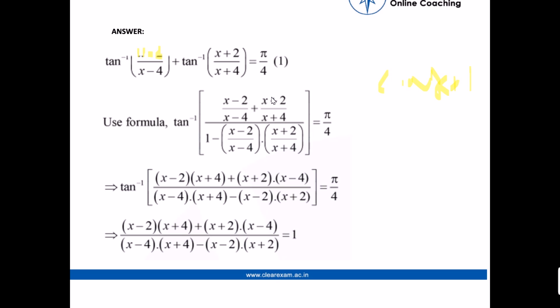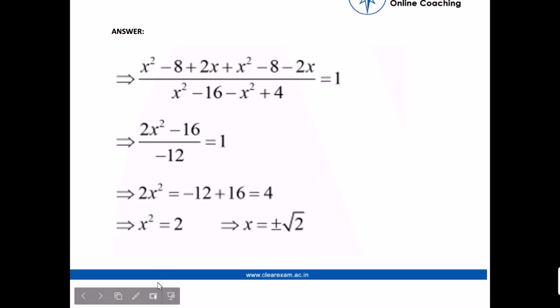After that we just multiply and solve the equation. We get tan inverse of ((x−2)(x+4) + (x+2)(x−4)) over ((x−4)(x+4) − (x−2)(x+2)) equals π/4. From there we take tan to the other side, which gives tan π/4, whose value is 1. So we can write this equation equal to 1. After solving, we get this equation equal to 1.